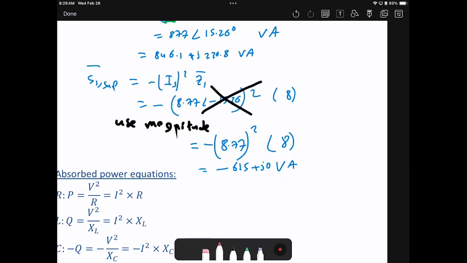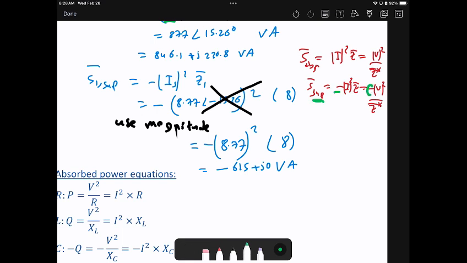Again, just recall S bar equals I squared times Z bar, or V squared over Z bar conjugate. This is for absorbing. While for supplying, put a negative sign: negative I squared times Z bar, or negative V squared over Z bar conjugate. So for supplying, we put a negative sign. Okay?